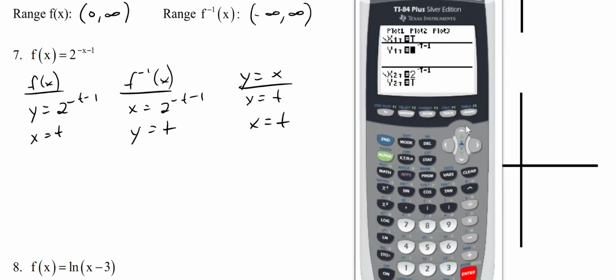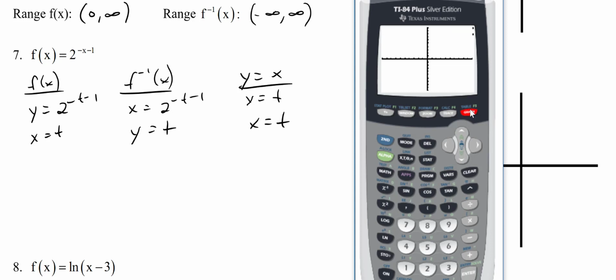Okay, I've got everything in, so let's go ahead and graph. Okay, there's the first equation, second equation, and look at that, man. Oh, sweet. Again, if I did a zoom square, make it look a little bit better.